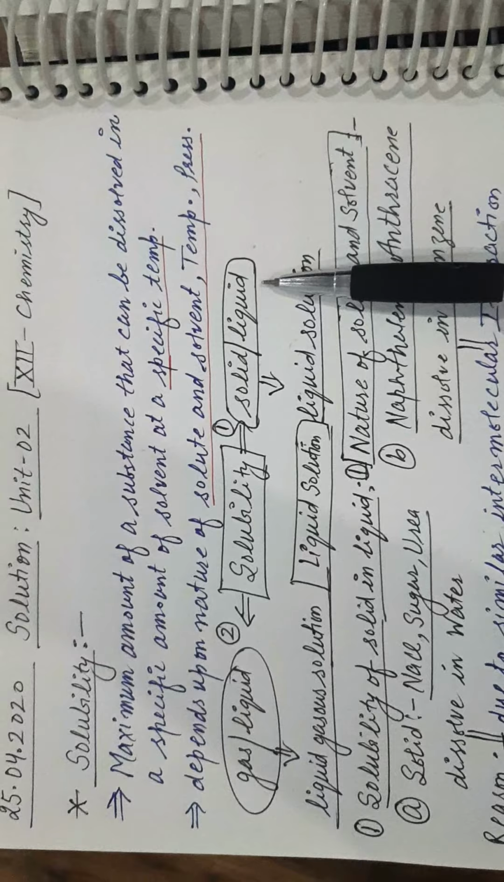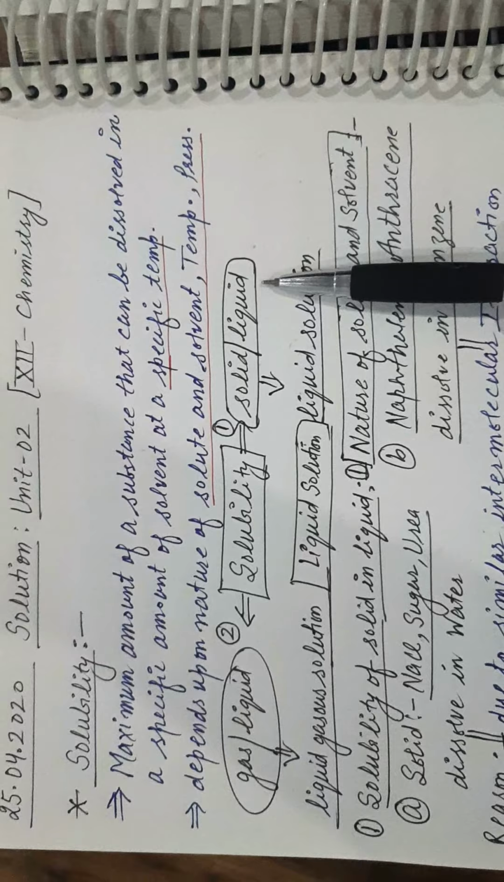Dear students, let's proceed with the solution unit of 12th chemistry with the next topic, that is solubility. Solubility is the property of a solute in different types of solvent, or we can say it is defined as the maximum amount of a substance, or we can say solute, that can be dissolved in a specific amount of solvent at a specific temperature.